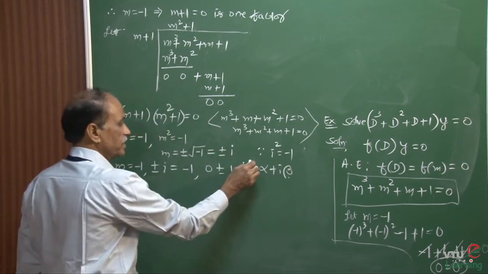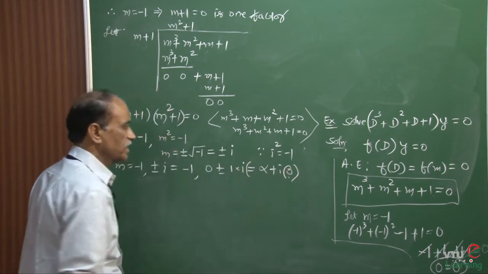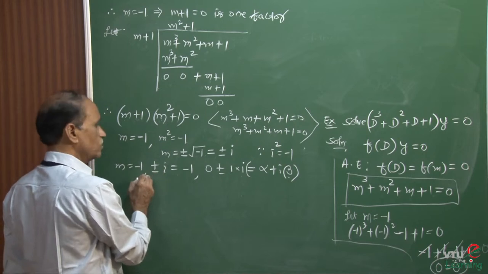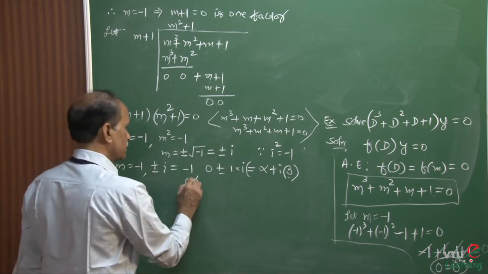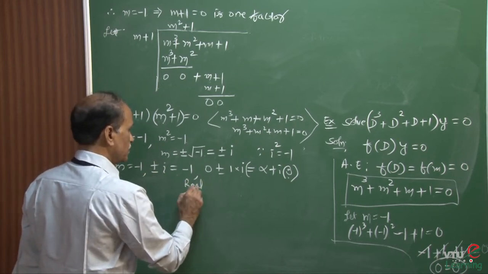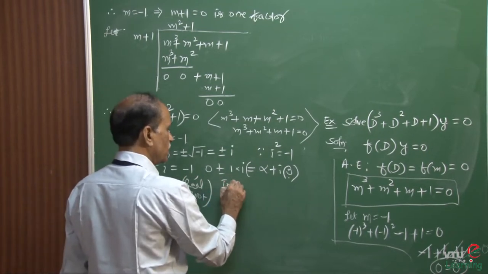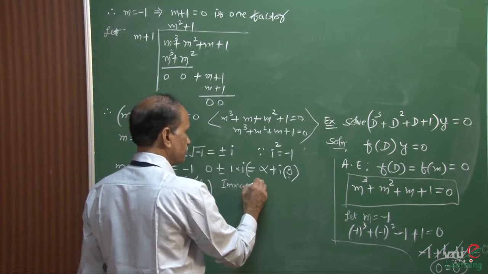So, this one for the second root you can compare. So, this is one root as real, that is minus 1, a real root, and this is called an imaginary root.